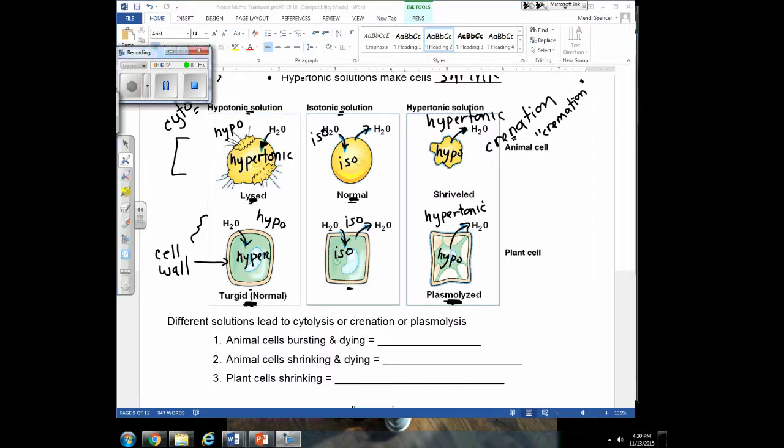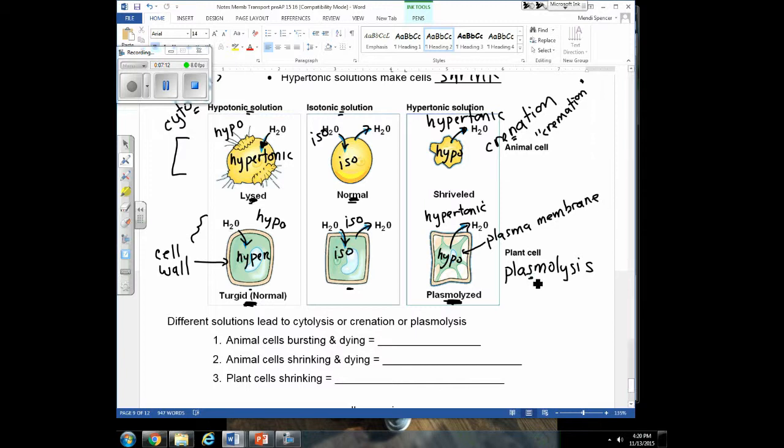Now remember the animal cells, we had terms for when the cells were breaking or shrinking. So it's cytolysis, when the cells were breaking and dying. It's crenation, whenever they're shrinking up. Plant cells also shrink, but we have a different name for it. We call this plasmolysis. And it's named after the fact that the plasma membrane shrinks away from the cell wall whenever the water is leaving the cell. It's named after the plasma membrane shrinking.